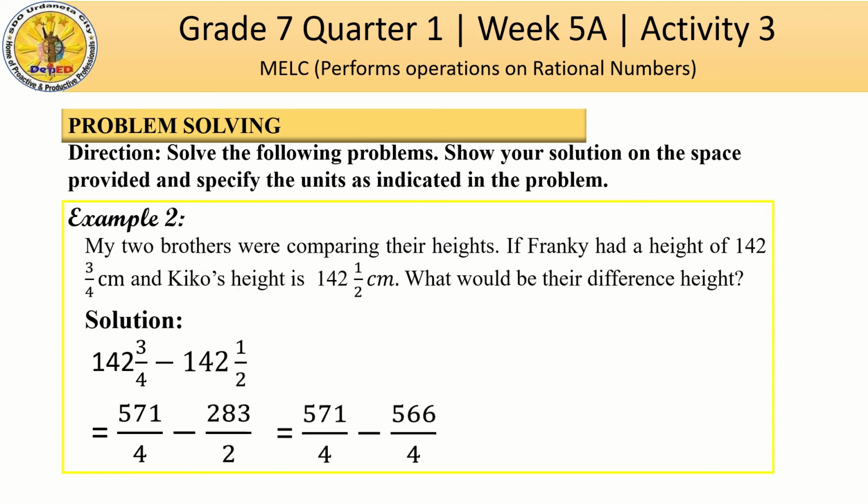We have 571 over 4 minus 283 over 2 is equal to, so we get the LCD of 4 and 2, we have 4. 4 divided by 2 by 4. 4 divided by 4 is 1 times 571, we have 571. 4 divided by 2 is 2 times 283, we have 566. Then subtract, we have now 5/4 or 1 and 1/4 centimeters. So that's the difference height of Frankie and Kiko.